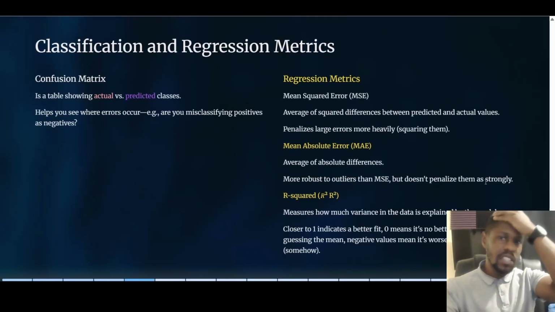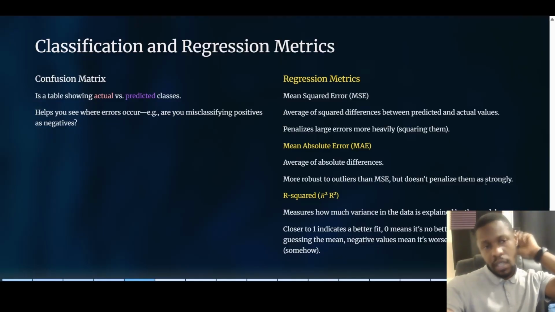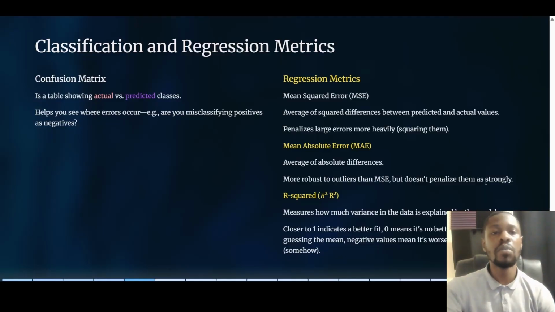Classification and regression metrics. We have what is known as a confusion matrix. What is a confusion matrix? It is a table showing actual versus predicted classes. It helps you see where errors occur. For example, are you misclassifying positives as negatives?